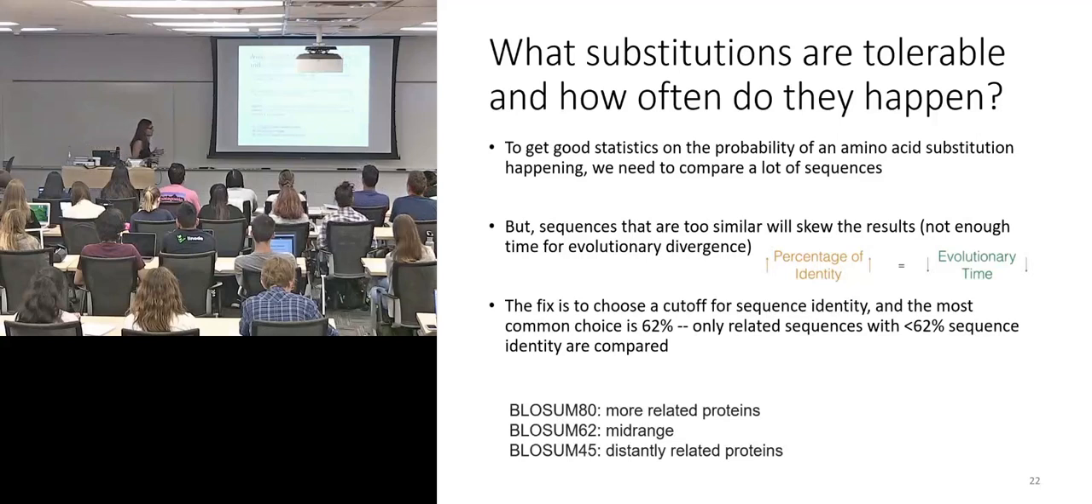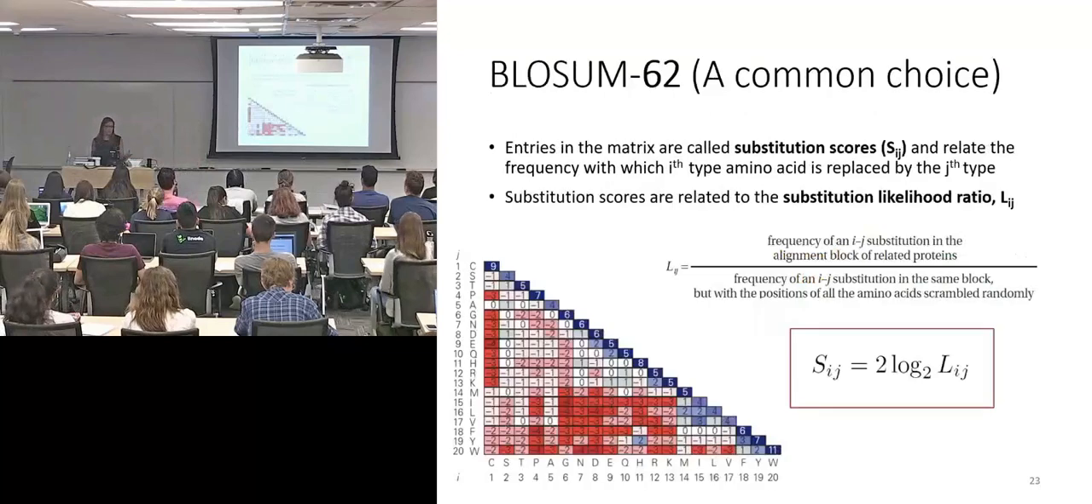A couple other options. You can make a BLOSUM 80 matrix. You'd have closer related proteins. You could make a BLOSUM 45. You could look at stuff that's even further apart. You can make whatever you want. Like I said, 62 is just a popular choice, and it's the only one we're looking at. Okay? Entries in the matrix are called the substitution score, or S_ij.